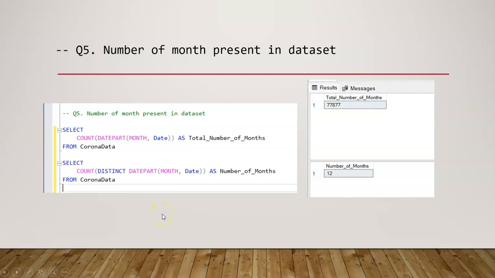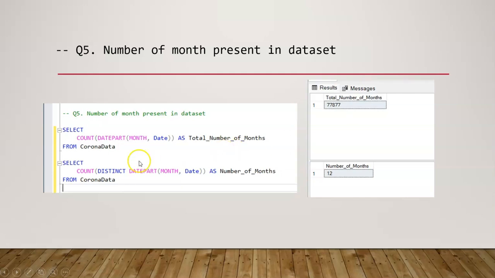Here, next we are going to find out the number of months present in the dataset. In general, you know that there are 12 months, but here we have to find out the number of months present in the dataset. So I have written two queries here. The first query will give you the total number of months used in the dataset. Here you will get some big number, because it will count duplicate values also.